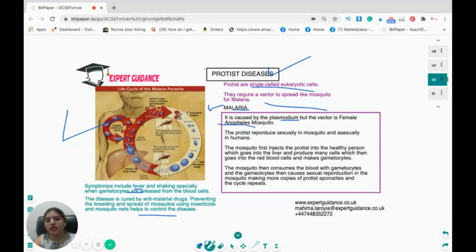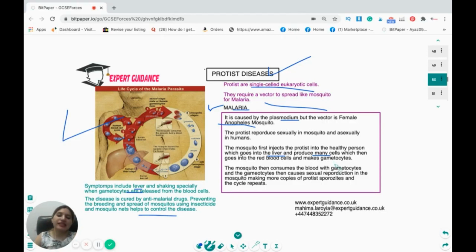The protists reproduce sexually in the mosquito and asexually in humans. The mosquito first injects the protist into a healthy person, which goes into the liver of the healthy person and produces many cells, which go into the red blood cells and make gametocytes. The mosquito then consumes the blood with gametocytes, and the gametocytes then undergo sexual reproduction in the mosquito, making more copies of the sporozoites, and the cycle repeats.